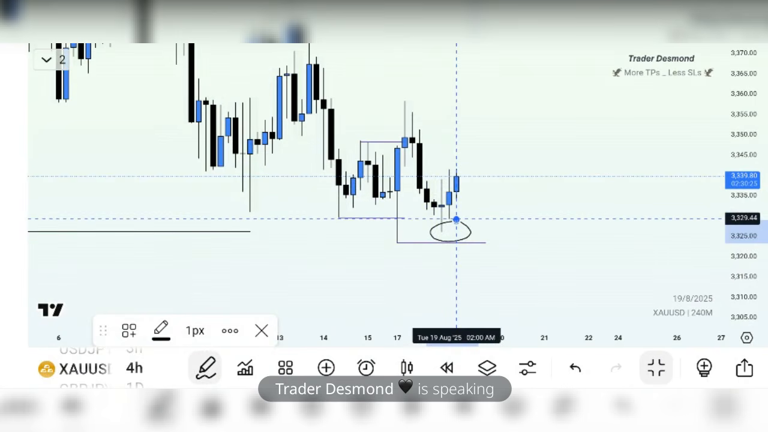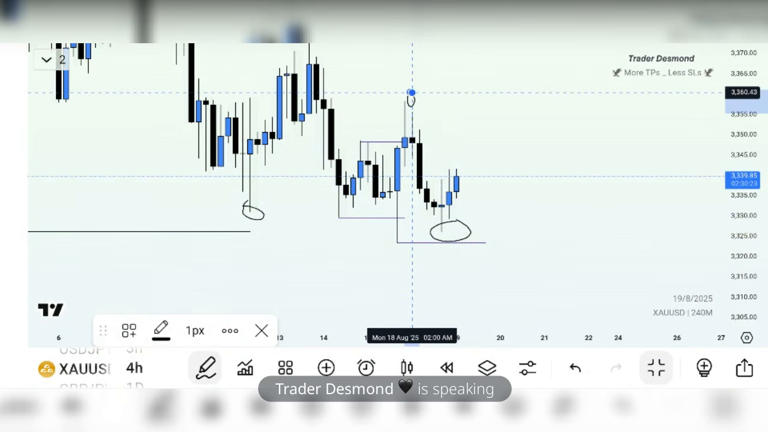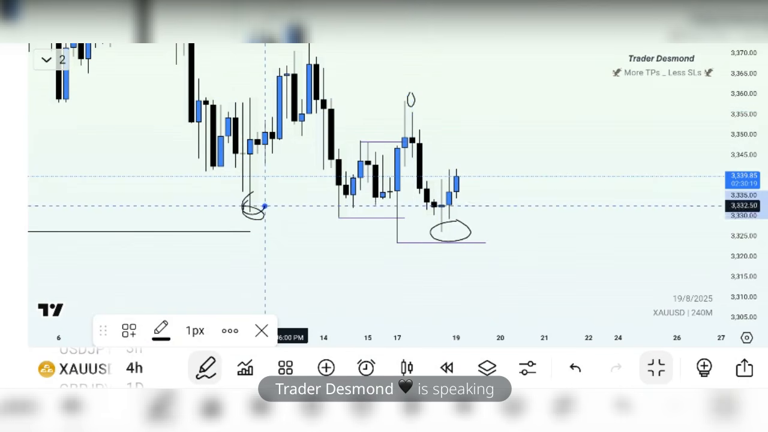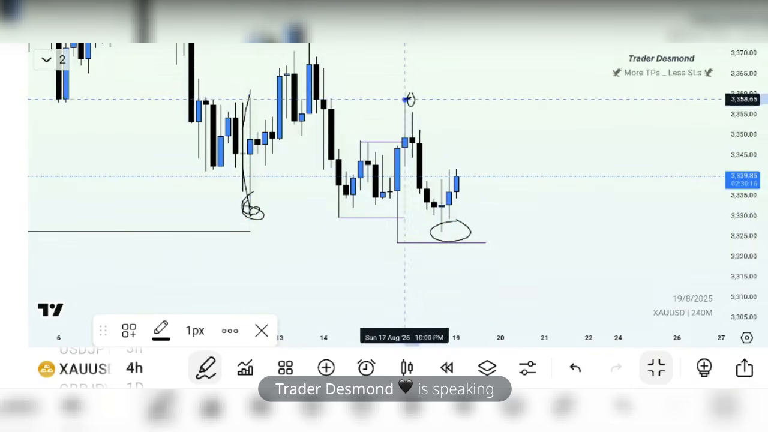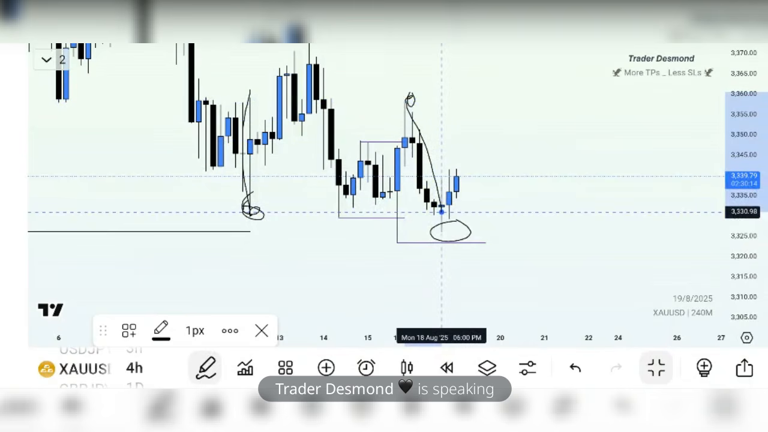Every move you are seeing here doesn't just happen. There's a reason why it moves to this place and bounces back. There's a reason why it moves to this place and bounces down. Always know this. Markets will not just move. It moves for a reason.